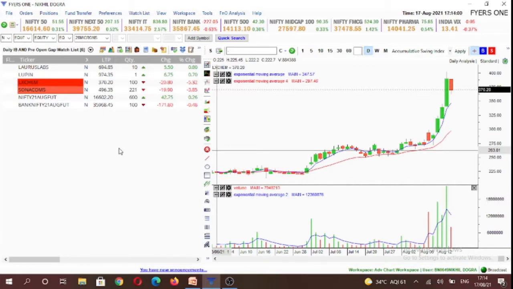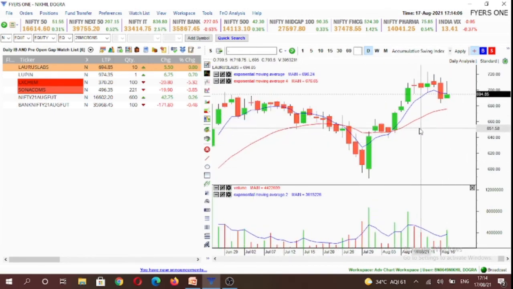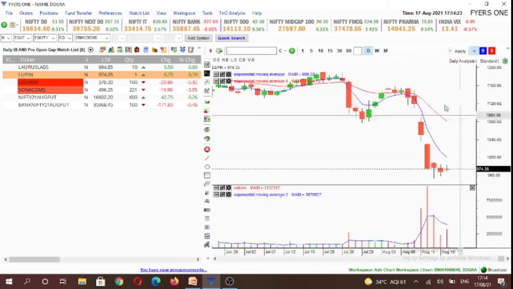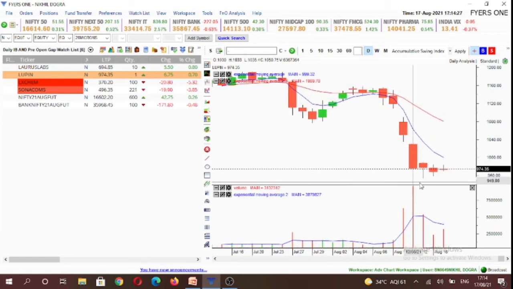Now we would be analyzing our stock watch list for tomorrow. The first stock for tomorrow would be Laurus Labs. It's in an uptrend based on 5 and 20-day exponential moving average crossover. So we'll look for buying opportunity above 712.1 levels, and aggressive traders can also look for selling opportunity below 689.9 levels in Laurus Labs. Our next stock is Lupin. It's in a downtrend based on 5 and 20-day exponential moving averages, and we formed an inside candlestick, so we'll look for selling opportunity below 969.6 level.